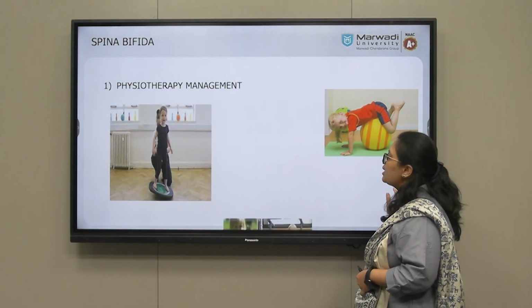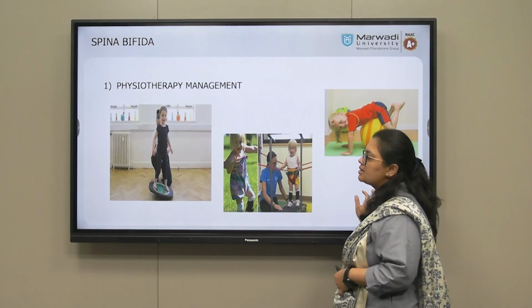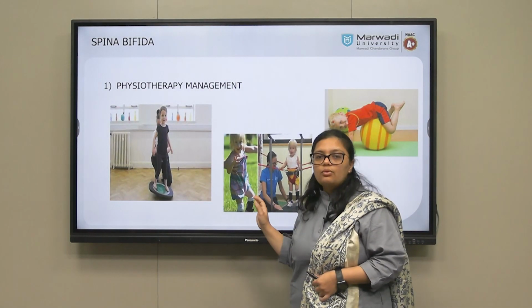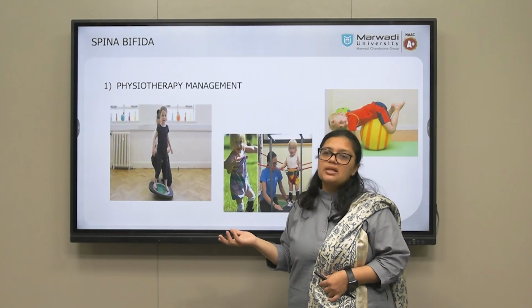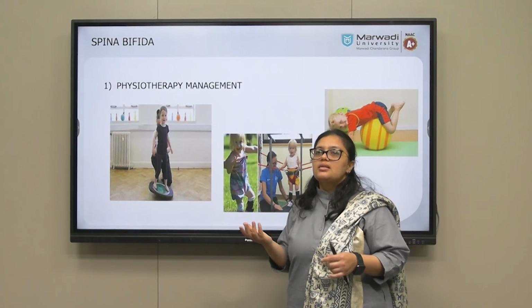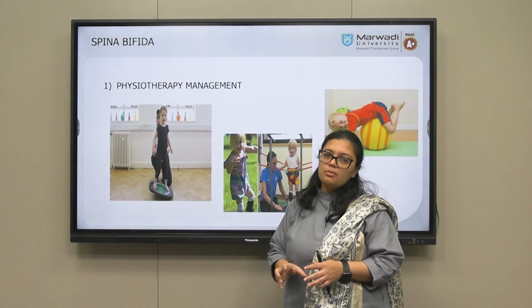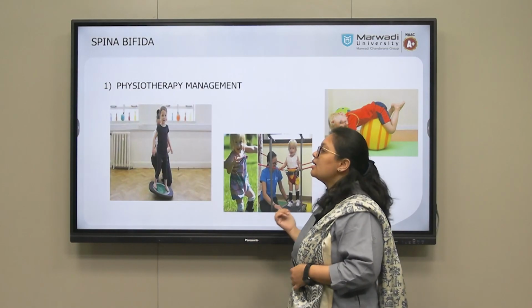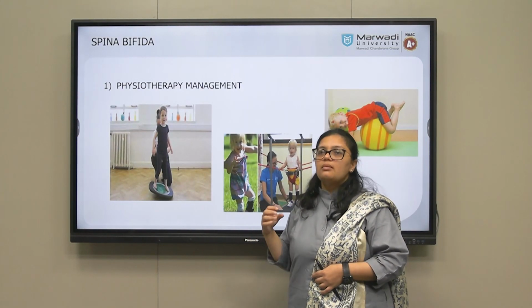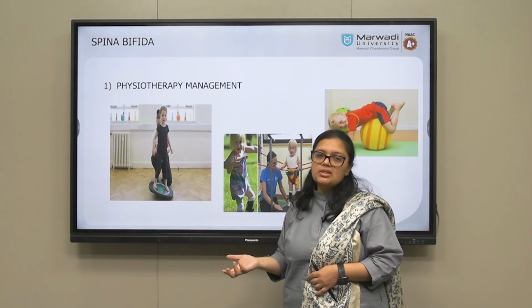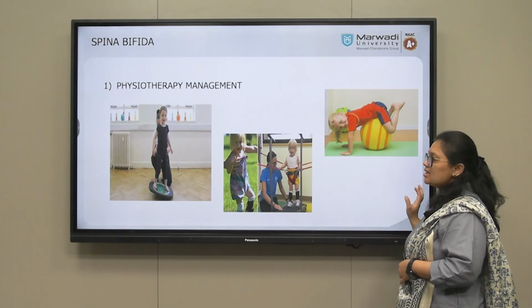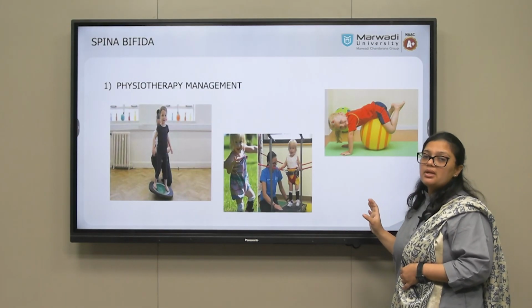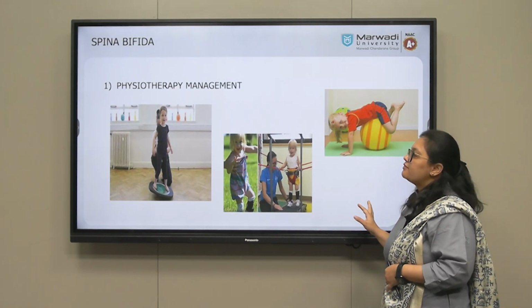Physiotherapy management definitely includes a lot of things. We can improve the tone of the muscle, we can improve the balance of the muscle, we can give certain exercises, certain treatments, and certain machinery modalities, which will help our child get back to normal, or at least make our child as independent as possible, right? So this is the overall multidisciplinary management of spina bifida.